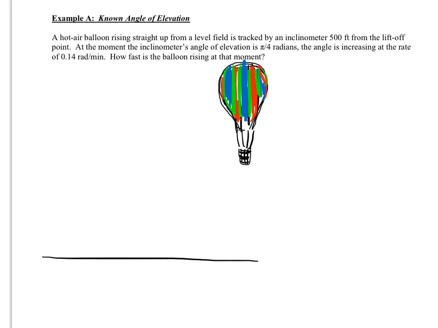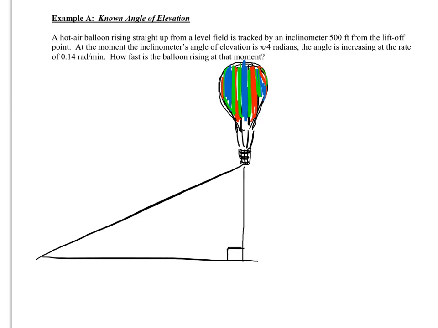Okay, so what's actually happening in this problem that's changing? We're going to get a distance here for where the inclinometer is and where the liftoff point is. So let's draw a line going straight down, and that's going to represent the liftoff point, which is perpendicular to the ground, and the inclinometer, which is here in this corner, that's going to be tracking the hot air balloon. So I'm going to draw a line going that way, and voila, there's a right triangle diagram.